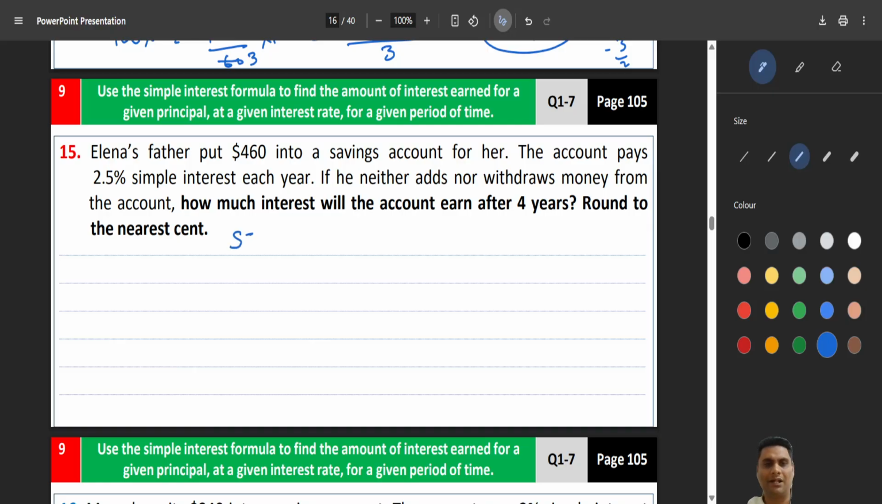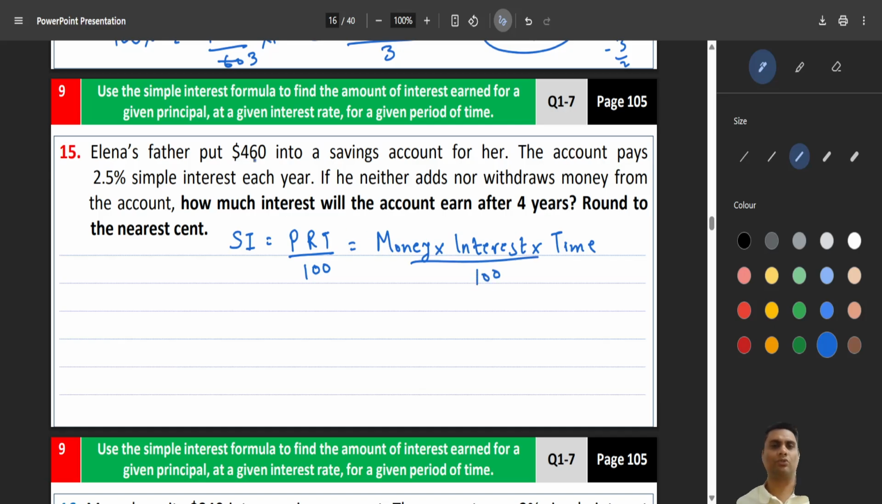S means simple, I means interest. There is a very simple formula, PRT divided by 100. Now what is this P, R and T? P means principal, principal means the money you invested. R means the rate of interest, the percentage of interest, the interest that the bank is giving you. And T means the time. Divided by 100.